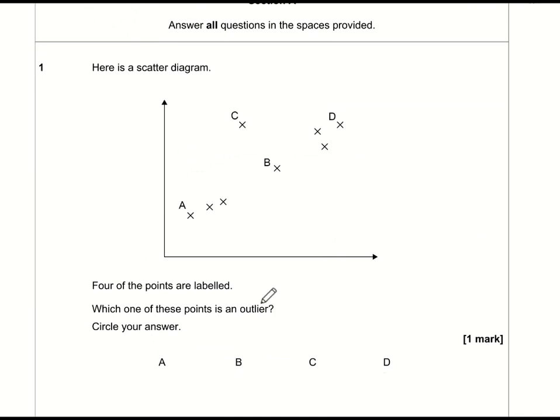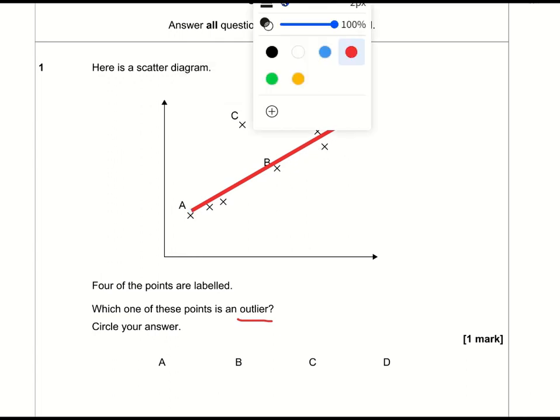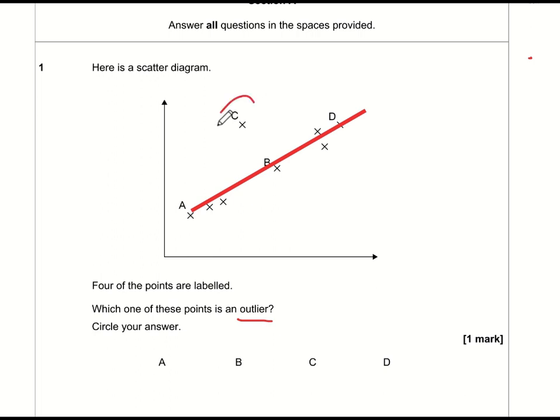So we want to work out which point is the outlier. The outlier is one which is a bit of a crazy value, I suppose. We can see that all of these dots, the two next to A, B, and the ones near D, are more or less in a line. If we ignore this one up here, they pretty much follow this pattern. I'm ignoring this one because it is the outlier.